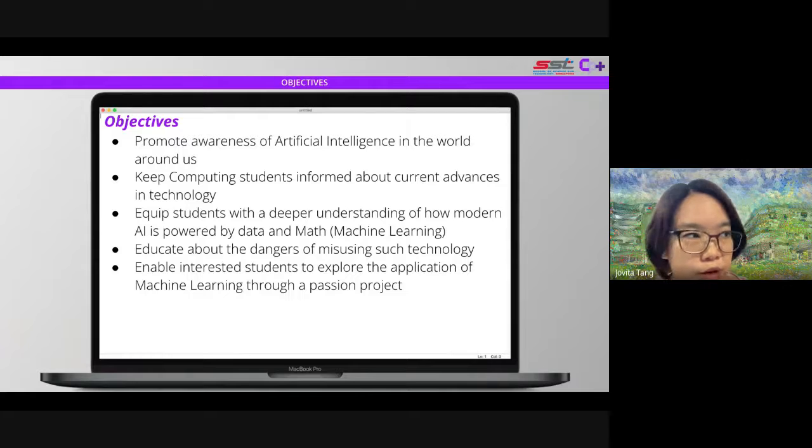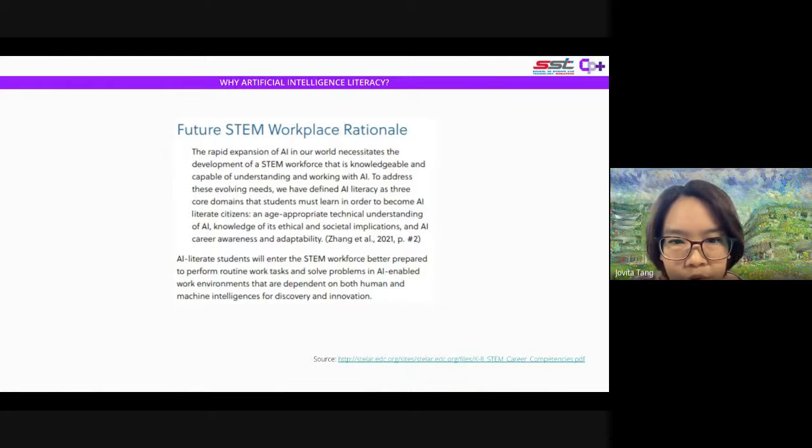Many of my computing students think that programming is all they need for their future, and they kind of neglect that the deeper you go into programming, the more math you need. So we also want to ground them on that, and motivate them not to give up on math yet. We also want to educate them about the dangers of misusing AI, because as I mentioned, they think of AI as a solution to everything, but they may not be aware of where AI can be abused as well. And for those who are really interested in machine learning, they can go further with a passion project.